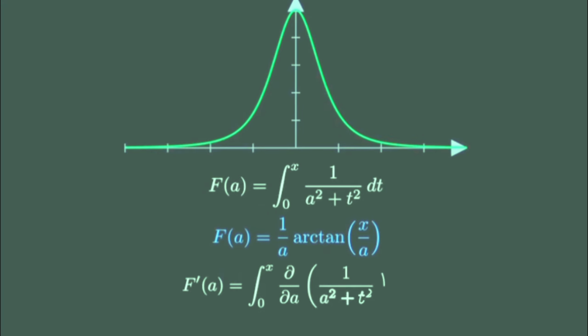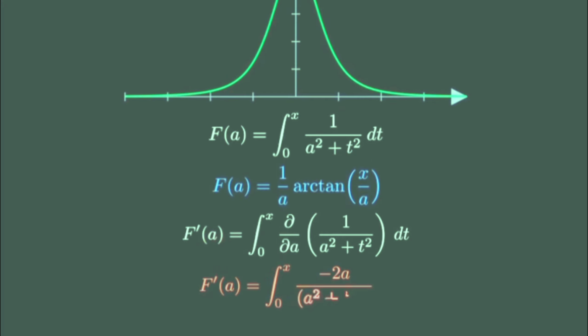Now, the key move: we differentiate f of a with respect to a. Because the integral depends smoothly on a, we can move the derivative inside the integral. The derivative of 1 over a squared plus t squared with respect to a gives negative 2 over the quantity a squared plus t squared, all squared. So we get f prime of a equals the integral from 0 to x of negative 2 over the quantity a squared plus t squared, all squared dt.